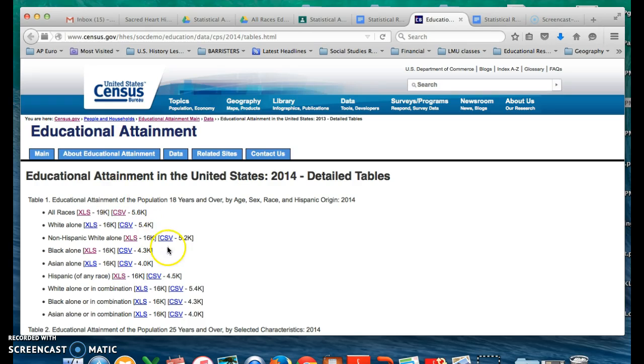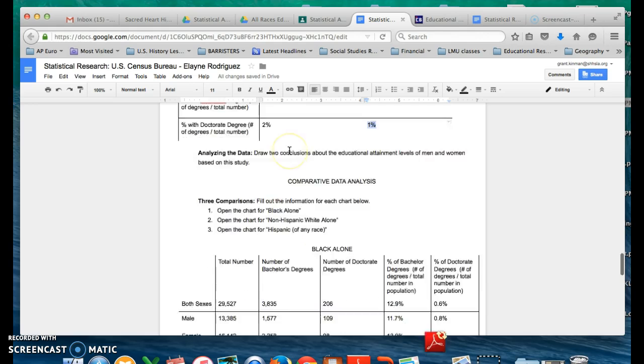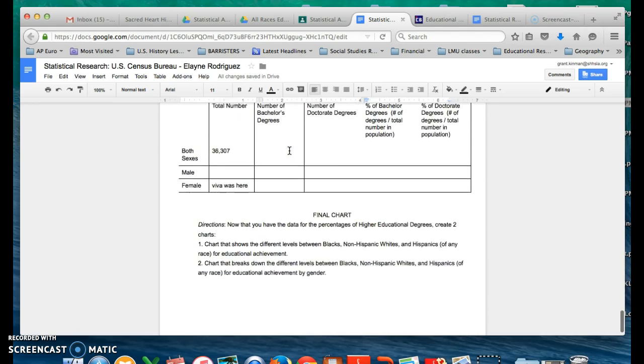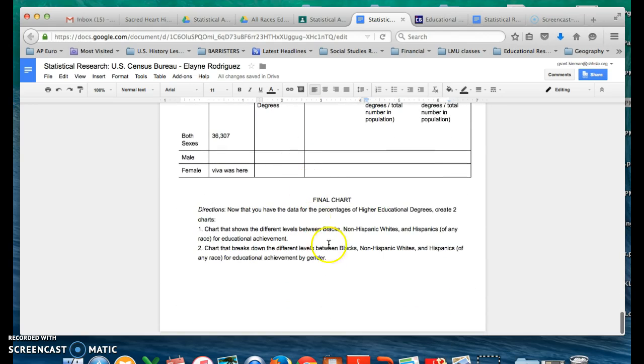Non-Hispanic white alone. You're going to look at this one, non-Hispanic white alone. So that would be somebody who doesn't identify with any ethnic roots that come from the Americas, the Spanish-speaking Americas. That would be Hispanic or Latino. And they are white, meaning European. So click on that one. You're going to work with that one. And then the last one you're going to look at is Hispanic of any race. And that's going to get you the data for that chart, and that chart, which Elaine you need to finish.